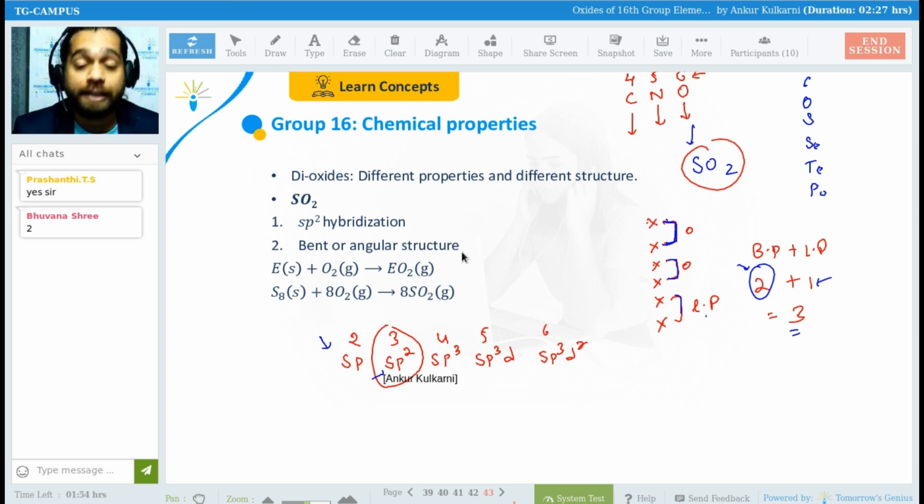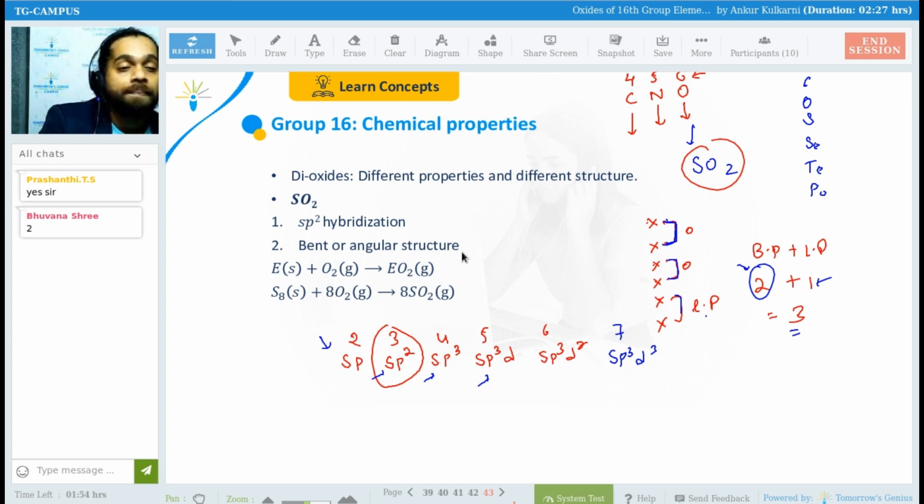Anthony, it is sp. If the number is 3, sp2, you have to increase 1. If the number is 4, sp3. If the number is 5, increase 1 more. Now p is exhausted, there are only 3 p orbitals. Next we have the d. So number 5, sp3d. Number 6, sp3d2. Number 7, sp3d3.